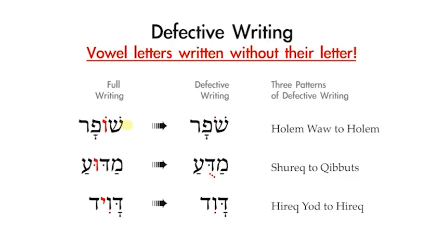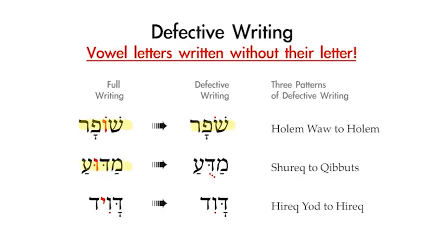In the first example, we see the word shofar written with the holem waw vowel letter. It is defectively written as holem, again shofar. There's no change in pronunciation and there's no change in meaning. This is simply two different ways of spelling the word. The form with the vowel letter is designated as full writing or full spelling, and the form without the vowel letter is labeled as defective writing or defective spelling. And the first pattern is holem waw to holem.